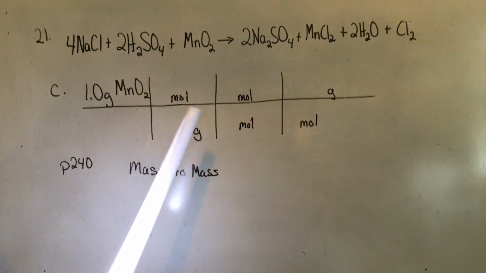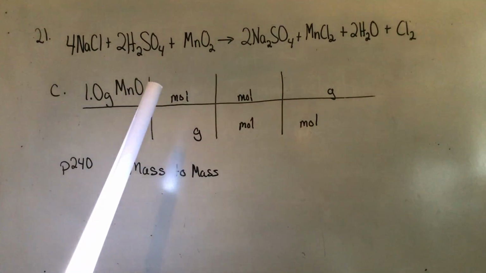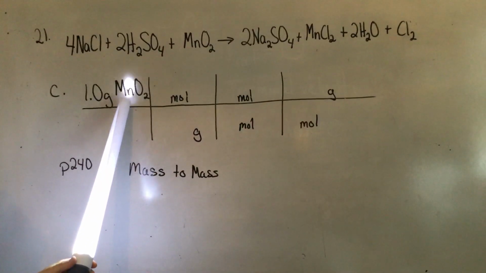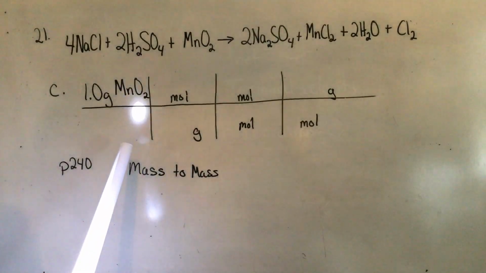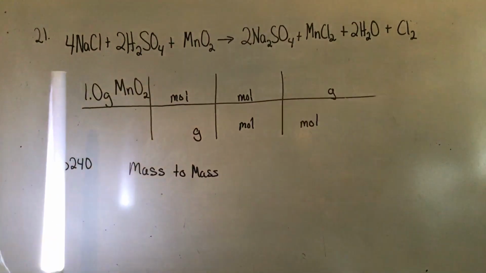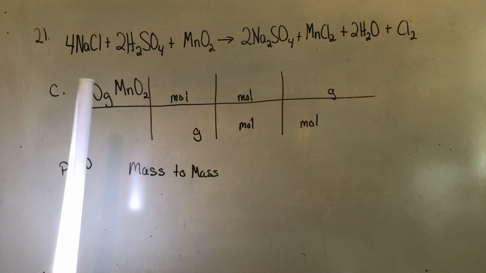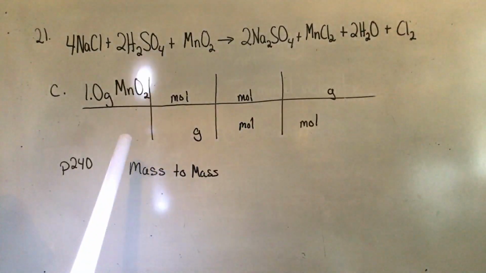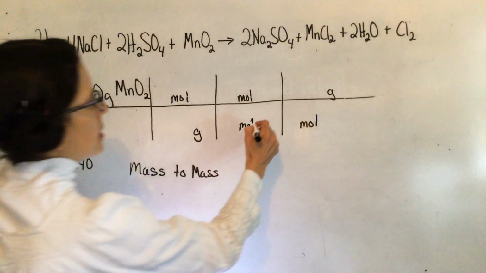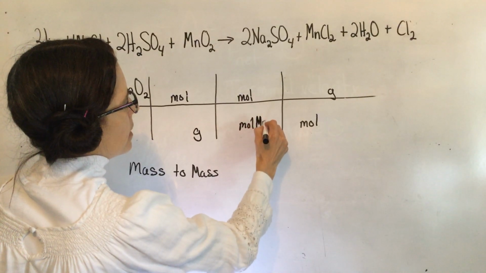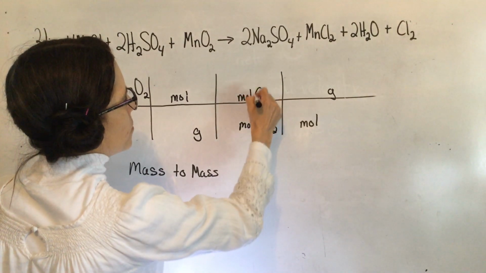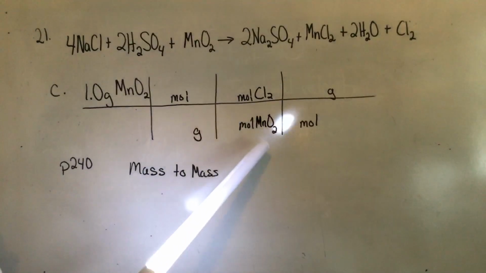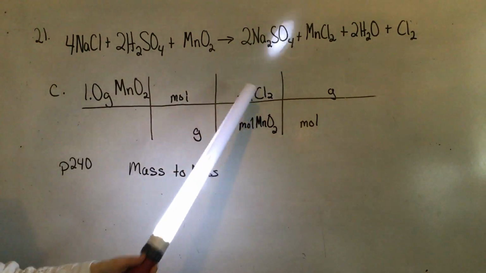Letter C says, I'm looking at it here, if you start with 1 gram of manganese oxide, right? Then it asks, how many grams of chlorine will be produced? So we're going from manganese oxide. So I'm going to put that in the middle one, manganese oxide to moles of chlorine, because that's the middle step is where I'm going to change from one substance to the other.